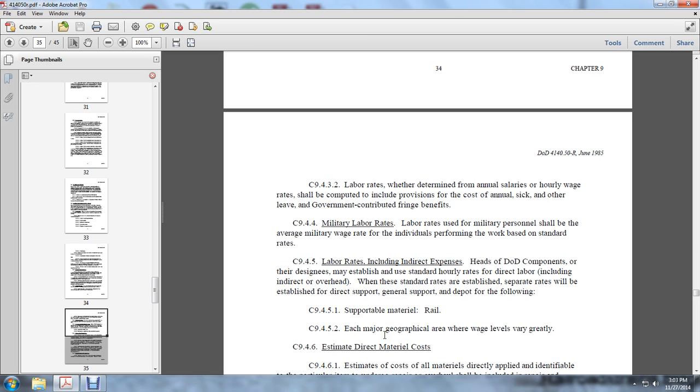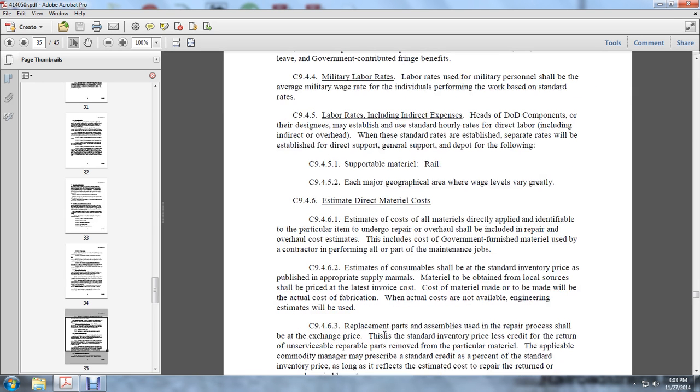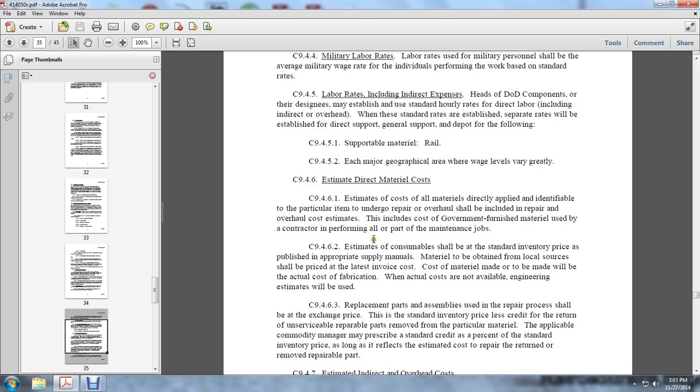Supportable material. Each major geographic area where wage levels are great. Estimated direct material cost. Estimated cost of all materials directly applied with the identified material to the particular item undergoing the repair overhaul shall include the repair overhaul cost estimates, including the government furnished materials used by the contractor or performing all the other maintenance jobs. Estimated consumables shall be standard inventory pieces as published by the appropriate supply manuals.